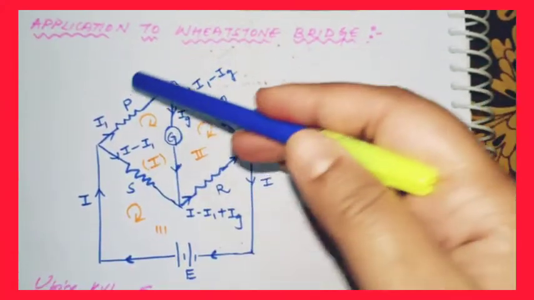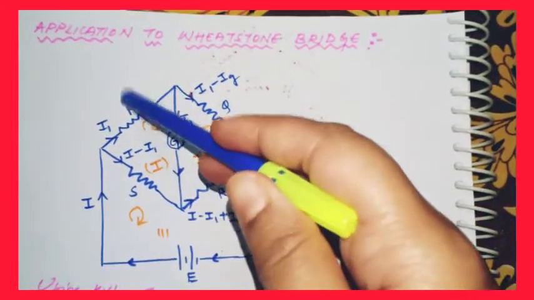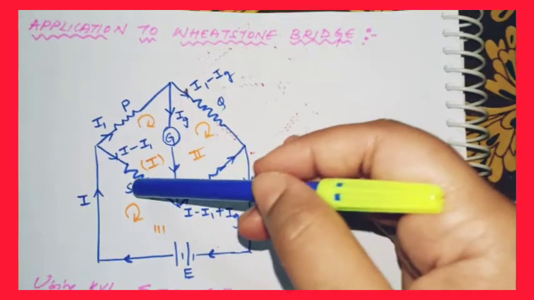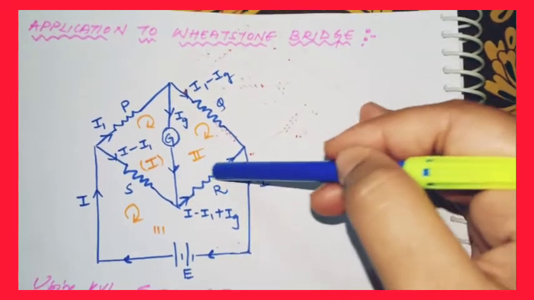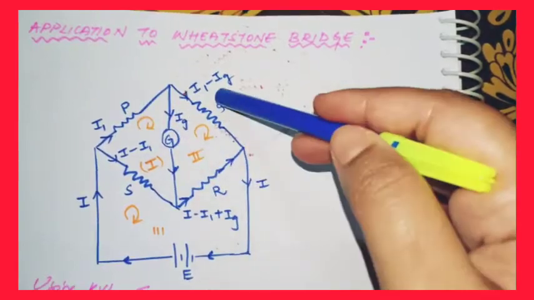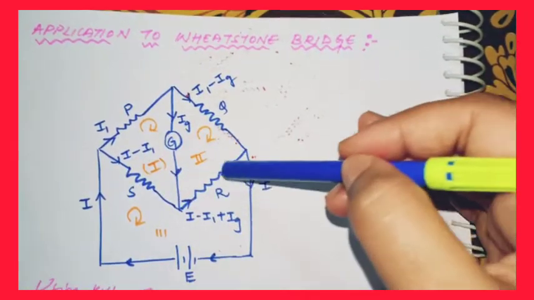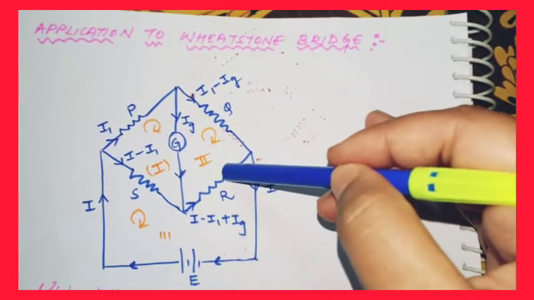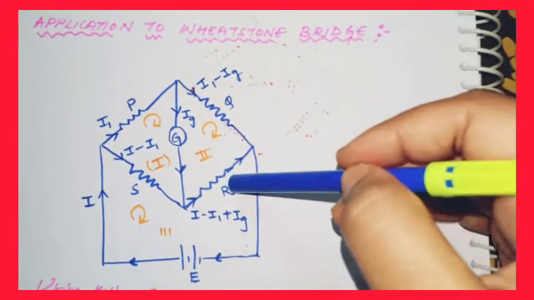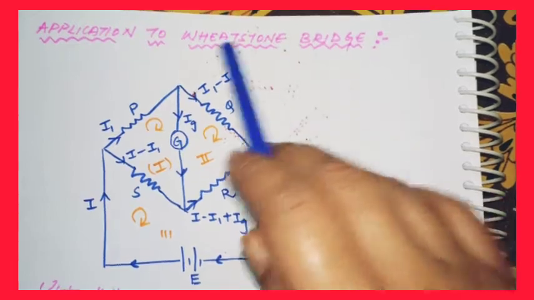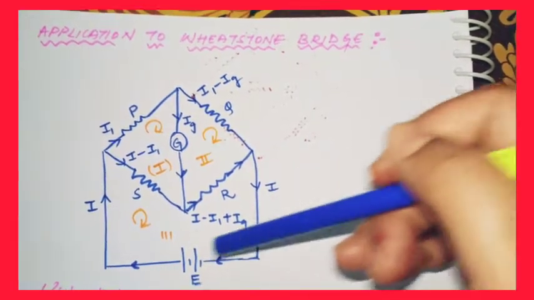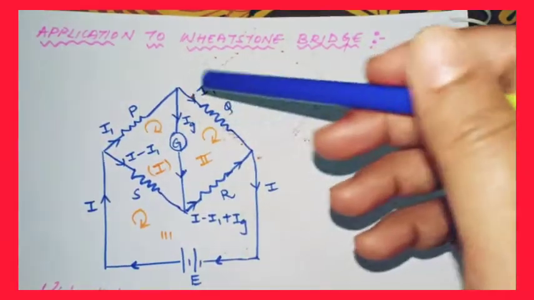For example, I know P how much resistance it is, I know Q how much it is, I know S how much it is, but I do not know what is the value of R in the circuit. So there are 4 resistances out of which one resistance is not known to us. So to find out unknown resistance in a circuit, we take the arrangement called Wheatstone bridge. So you can see, students, this is a Wheatstone bridge.